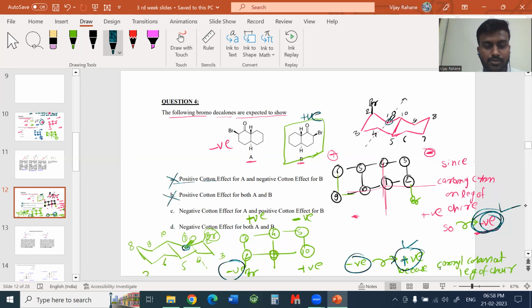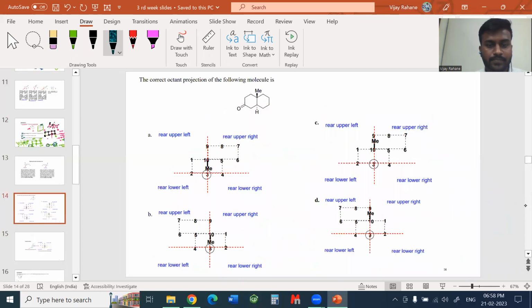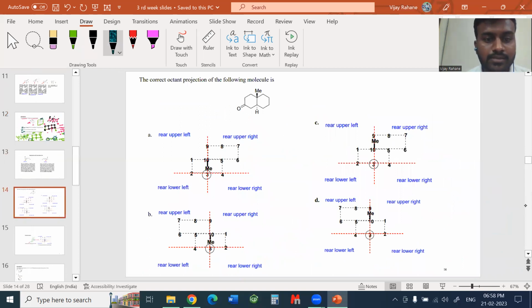Positive component of both, no. Negative quadrant effect shows effect of A and positive quadrant effect of B, right? This one is the correct option, right? So in this way we can solve a problem based on such systems, right?